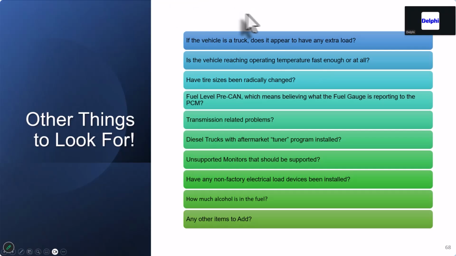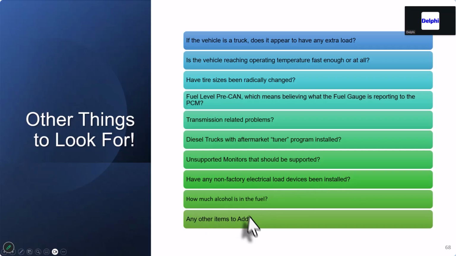Okay, last thing. Things to think about. We could put the hood latch on this now. I hadn't had that till recently. If a vehicle is a truck, make sure it doesn't have an extra load on it if you're trying to run monitor tests. Is the vehicle at operating temperature? Absolutely critical. Got to get up to operating temperature. Have tire sizes been changed? If it's pre-CAN, can you believe the fuel gauge? Can you believe the sending unit in the tank? Is it vibrating? Transmission problems, diesel truck tuners, unsupported monitors. Somebody went in and turned them off. Non-factory electrical devices, too much alcohol in the fuel.